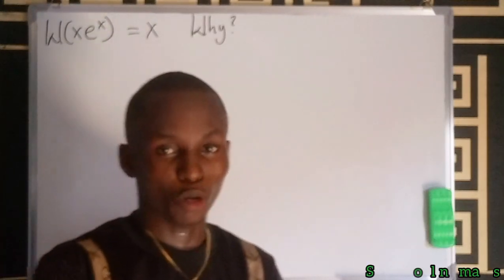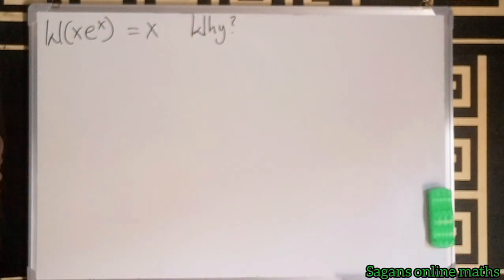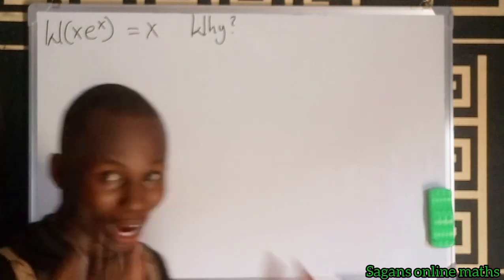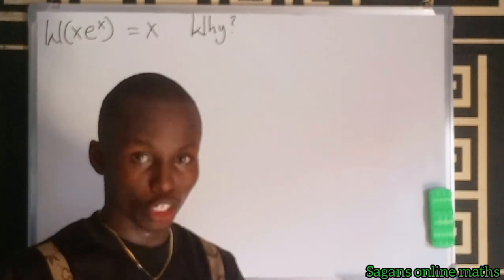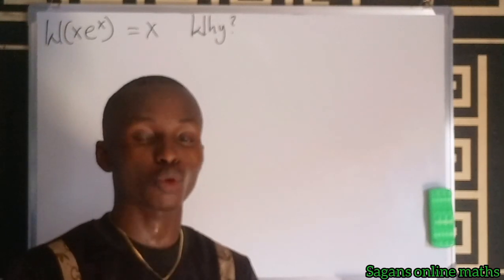Let's consider this question on the board. We all know that by the definition of the Lambert W function, W(s) multiplied by e to the s is always equal to s. But why? Have you asked yourself this question? Why is it that W(s) multiplied by e to the s is always equal to s?